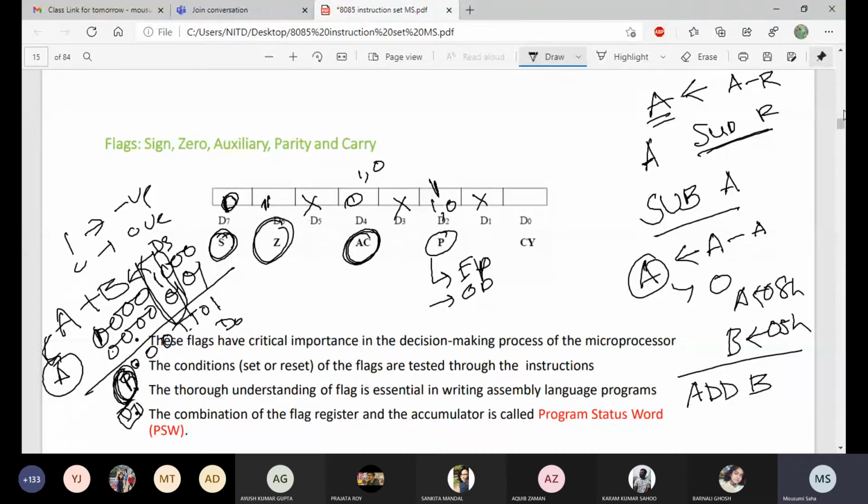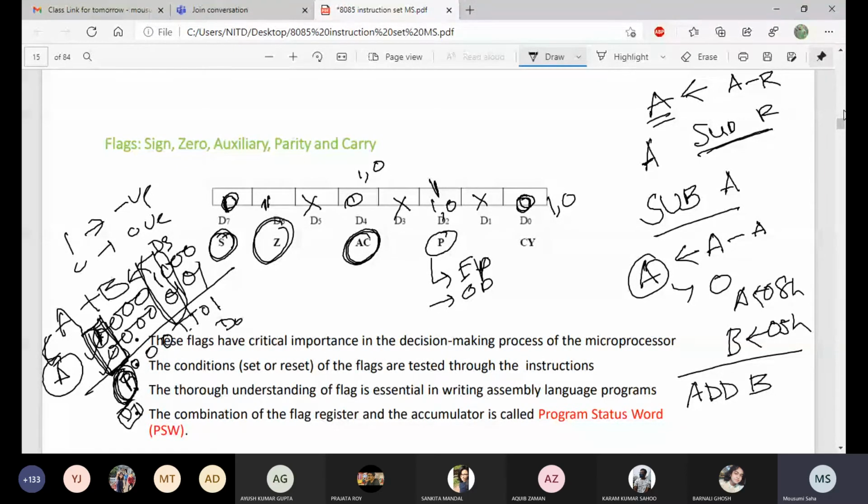Now the carry. Carry is for the last bit, that is the D7 bit. Here if any carry is generated, at that moment it will be 1, otherwise it will be 0. For this case, our D7 bits are 1 and 0. Clear? So 1 plus 0 is 1. We don't have any carry here. So for this operation it will generate 0. So the carry bit will be 0. In that way, after the operation, the processor automatically updates the flags.